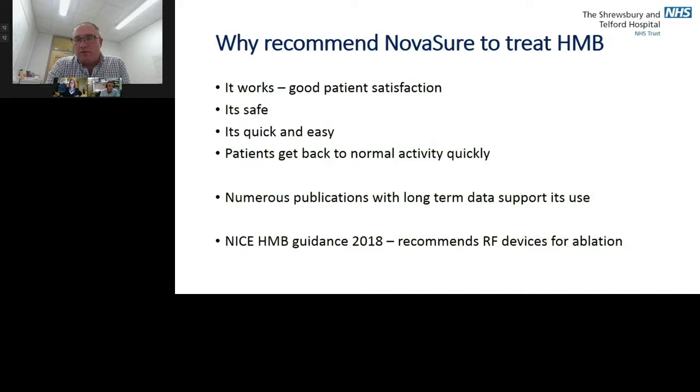So why do we recommend NovaSure to treat heavy menstrual bleeding? Well, we know it works and there's good patient satisfaction. That's demonstrated in our own audits, but also in lots of publications around the world. We know it's a safe procedure, and again, there's lots of evidence to back that up. It's a very quick and easy procedure to perform, but also to learn and to teach others. Patients can get back to normal activity much quicker than those undergoing a hysterectomy, and there are numerous publications to support all of this. It's also the only radiofrequency device recommended by NICE in their guidance issued in 2018 for the management of heavy menstrual bleeding.